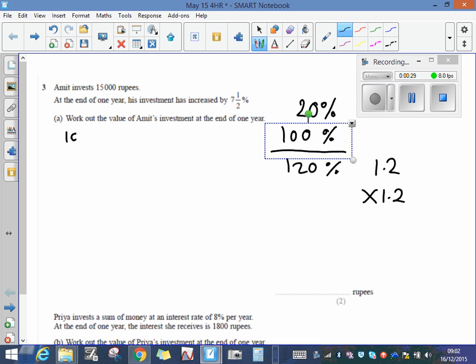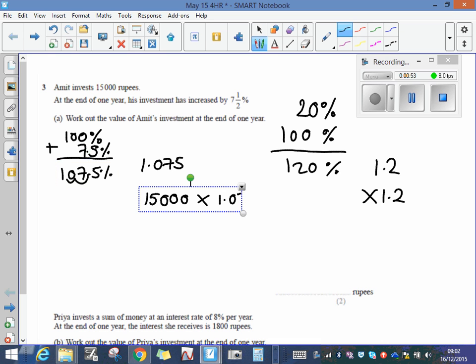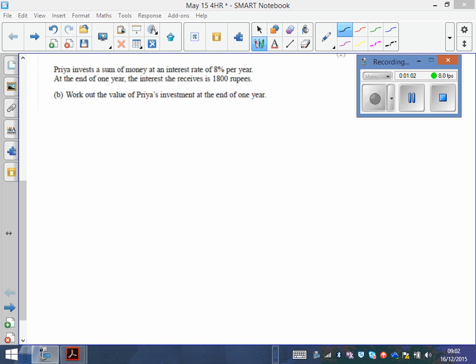Now in this case, we have 100% plus 7.5%. If you add those two together, you've got 107.5%. As a decimal, if we just move the decimal point 2 places left, we've got 1.075. So if we want to increase something by 7.5%, and we're starting with 15,000 rupees, if you multiply that by 1.075, it'll give you the direct answer, which comes out as 16,125 rupees.